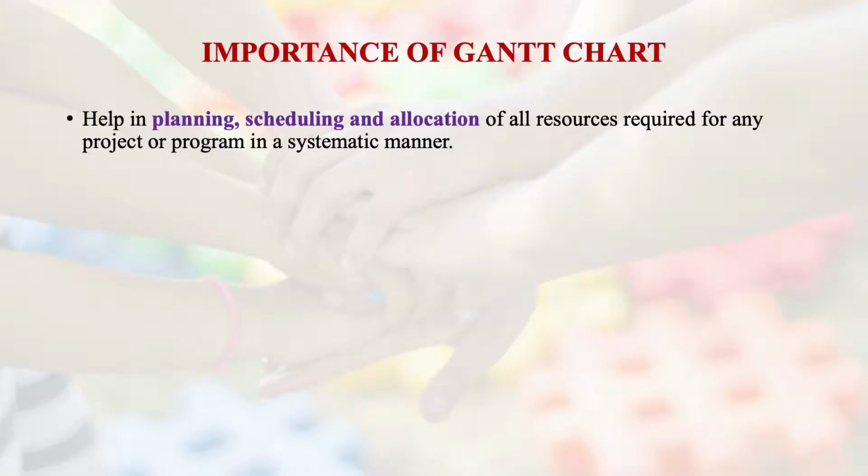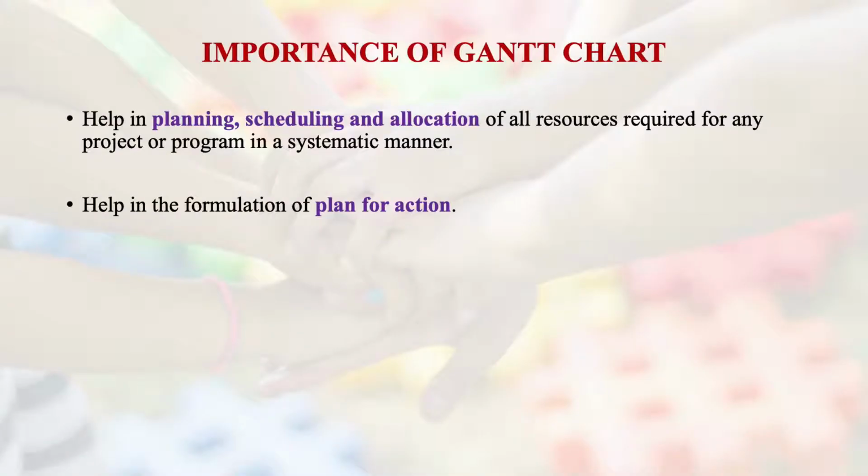Now, why are Gantt charts important? They help in planning, scheduling, and allocation of all resources required for any project or program in a very systematic manner. So they are very important because they tell you this is the way our things are scheduled, and so how various resources can be allocated.